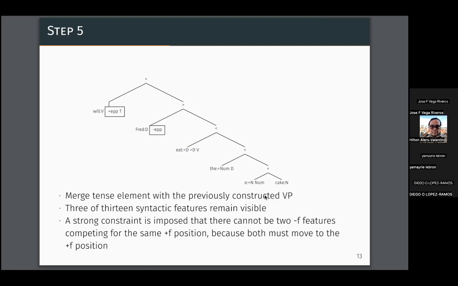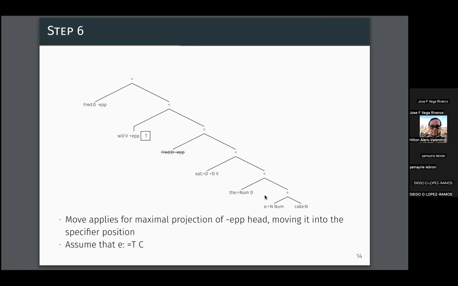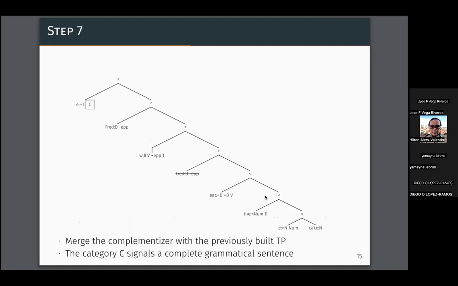Since Fred was competing for the position, Fred goes to the position, and we strike out the previous state of Fred. It's the only one going. Okay. So we use the move operations, and now we finalize the tree with the complementizer.